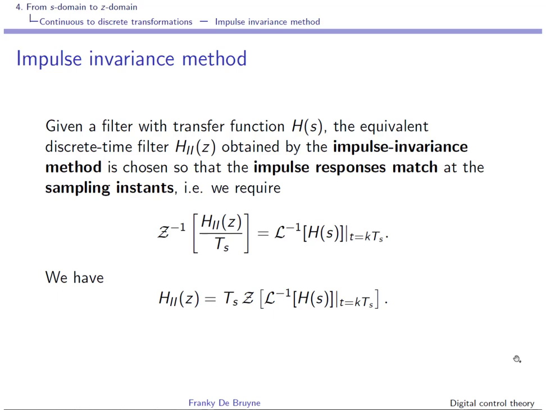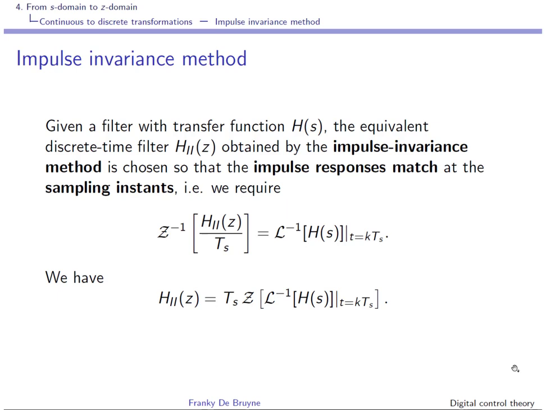We will now continue the course with the continuous to discrete transformations. It's an important subsection, and it could very well be that at the time of the exam you have an exercise where you have to apply one of these continuous to discrete transformations to a given transfer function. We will now start this subsection with the impulse invariance method.